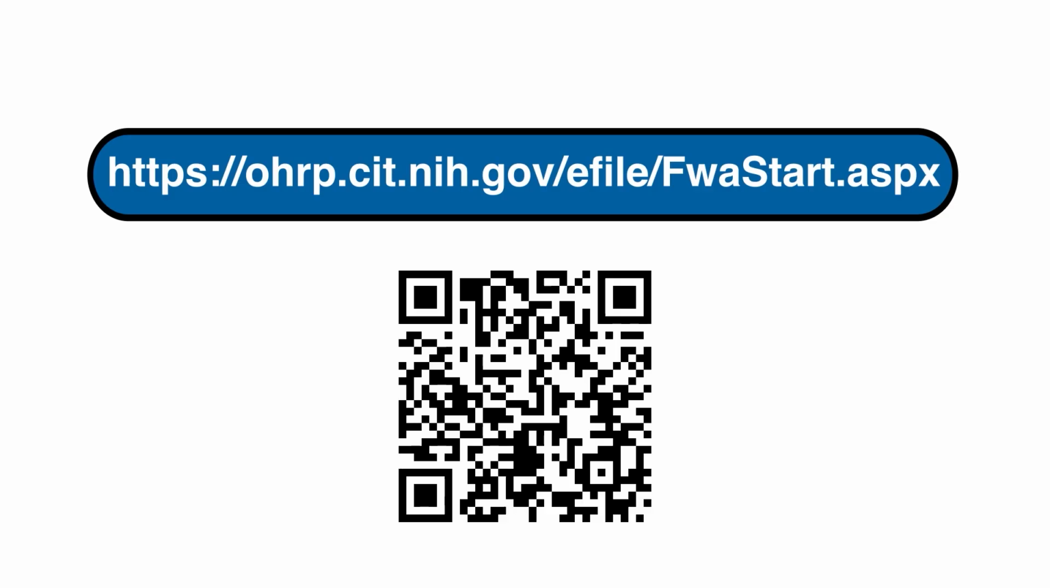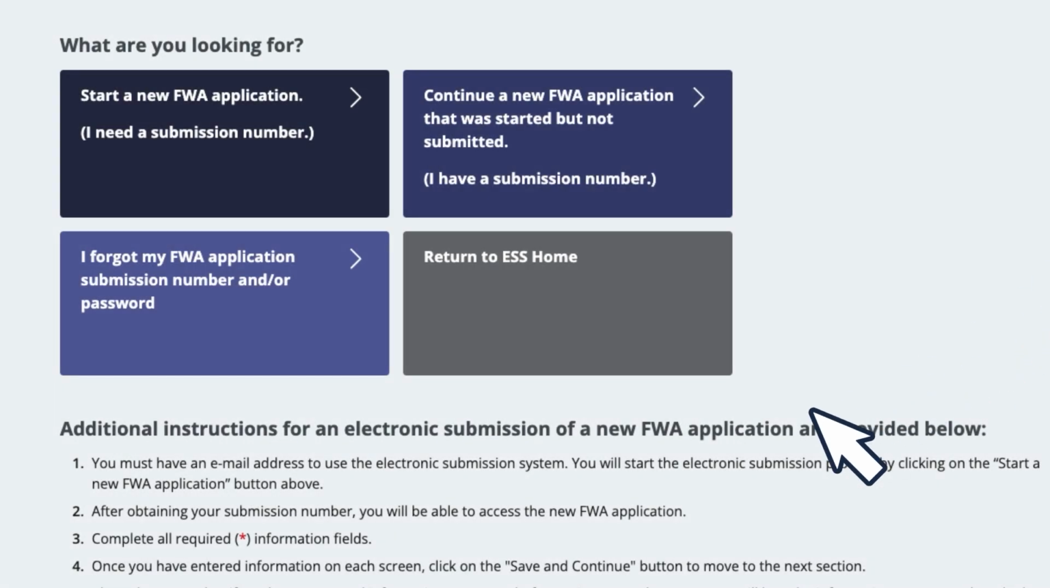No problem. Just go back to the start page at ohrp.cit.nih.gov/efile/FWA-start.aspx. Click the link that says, I forgot my FWA application submission number and/or password. Enter the email you used and hit Submit. We'll send that information right back to you. Once you have your number and password, you're ready to proceed.